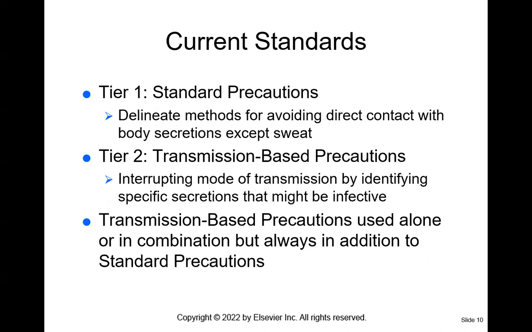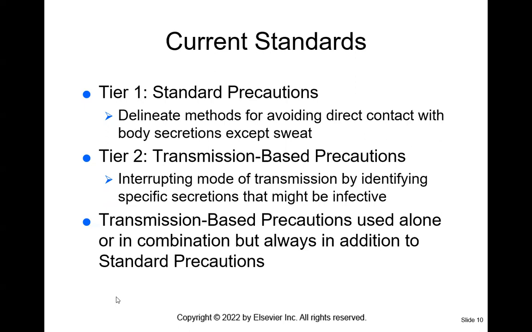Okay, so let's look at our current standards. When we think about standards, we have different tiers. Tier one is standard precautions. So we're not going to come in direct contact with bodily secretions. Okay, so we will wear gloves if we think we're going to come in contact with the patient's mucous membranes, bodily fluids, urine, feces, blood, breast milk, all of those things. Okay, all of those kinds of secretions.